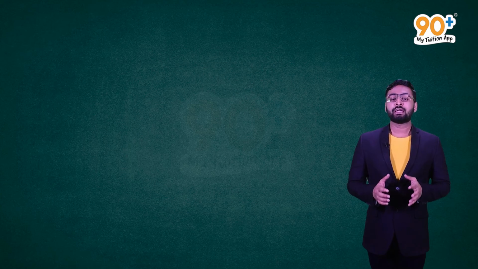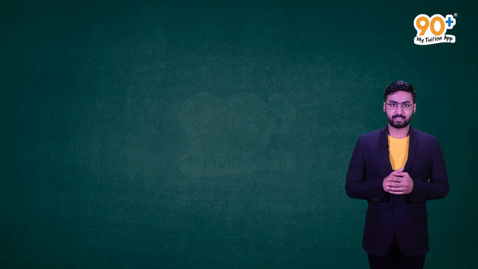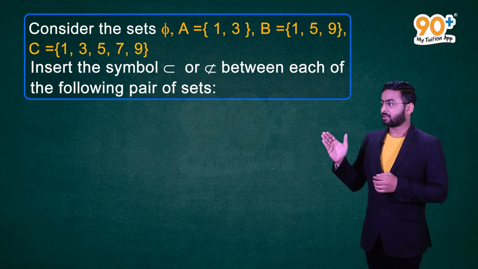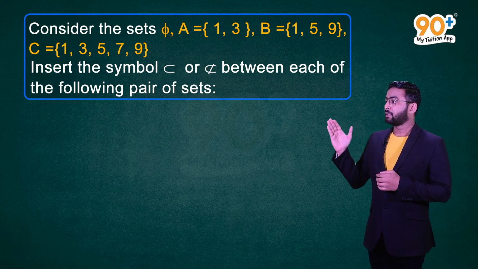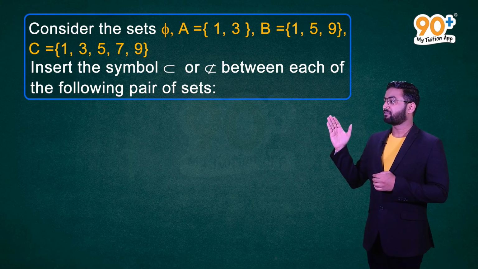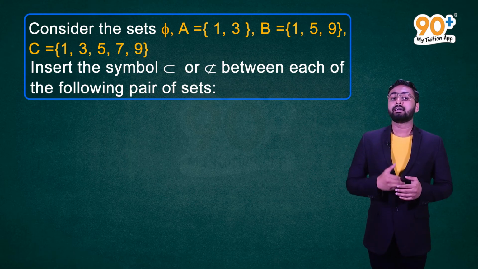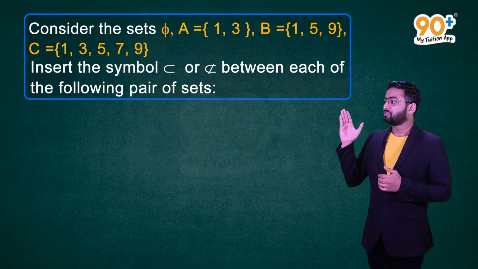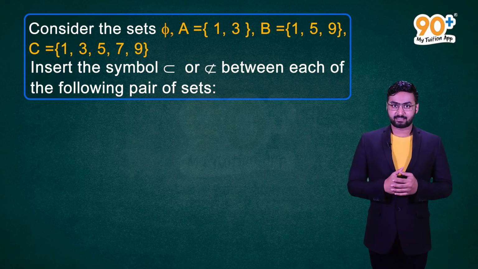Now let's take a look at some examples for better understanding. First one, consider the sets phi, A equal to set 1 and 3, B equal to set 1, 5 and 9, C equal to set 1, 3, 5, 7 and 9. Insert the symbols subset or not a subset between each of the following pair of sets.